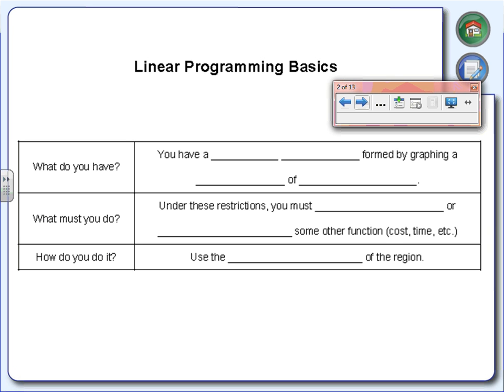You have something called a feasible region. All right, so right here, feasible region. You have a feasible region, and that feasible region is formed by a graph of a system of inequalities, which is what we were working on yesterday. That's what we did yesterday, systems of inequalities.